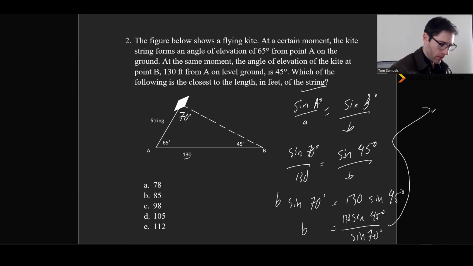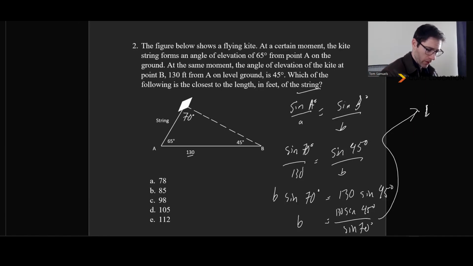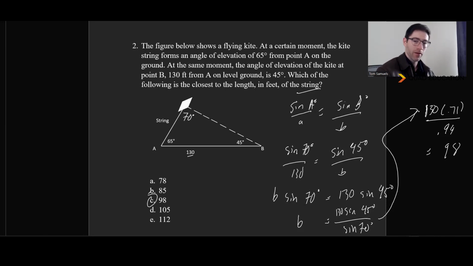Bring that up here. And using my calculator, the sine of 45 degrees is about 0.71, and the sine of 70 is about 0.94. And using my calculator to resolve this, this is just 130 times 0.71 divided by 0.94. That's going to give me 97.8. So that's around 98, which gives us the answer C there. And so you may argue this is almost more difficult than what you would see on any test, but it's always better to be over.